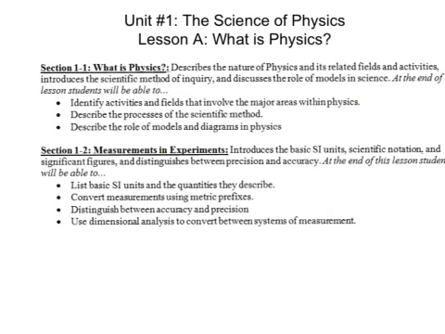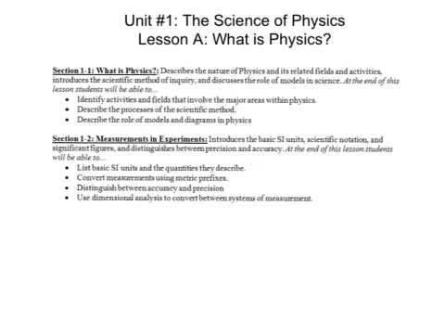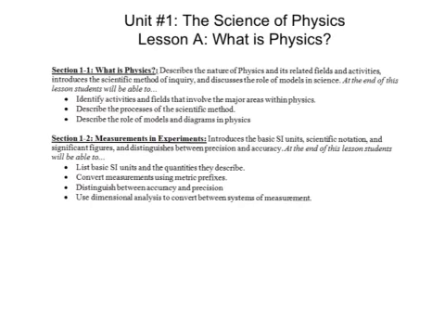At the end of section 2 of this video, we're going to be focusing on listing the basic SI units and the quantities they describe, converting measurements using metric prefixes, distinguishing between accuracy and precision, and then using what's called dimensional analysis to convert between systems of measurement. So if you've been through chemistry, some of this could be a little bit of a review for you. Otherwise, we're moving right on into the physics after this.